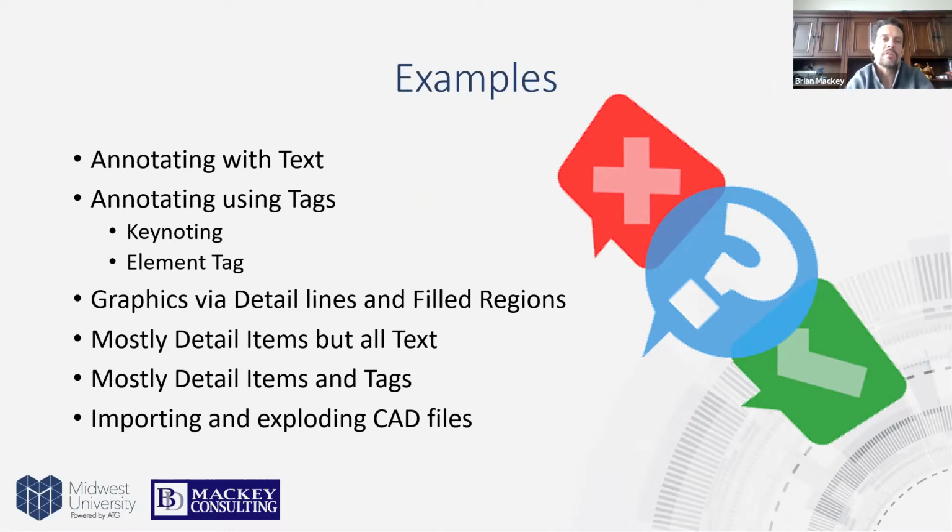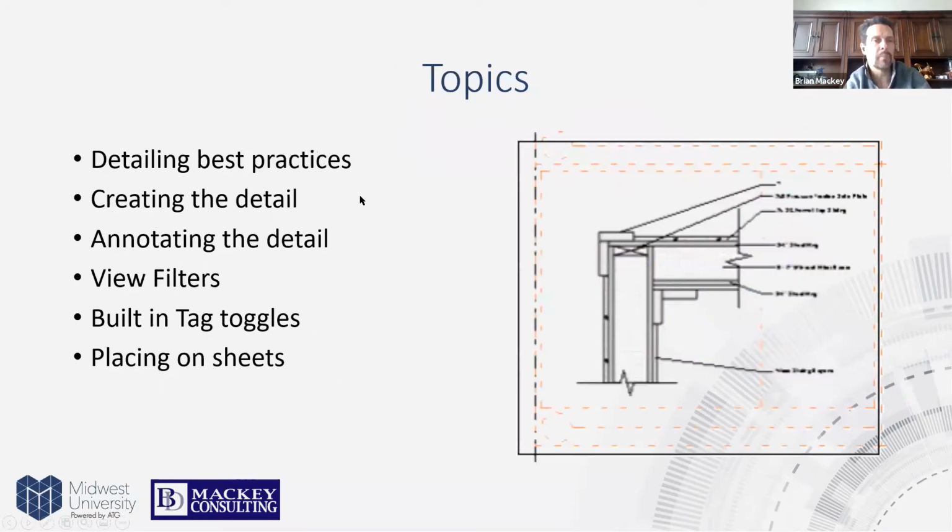What we're really going to do in this session is talk about my personal opinion on detailing best practices. There are hundreds of different ways to do details in Revit. This is going to be me saying, okay, what do I believe detailing best practices are? How do we create those details? How can we then annotate those details? Then we'll talk about possibly building in some view filters that do things automatically, which might also jump into some of those tag toggles that I'll be talking about as well.